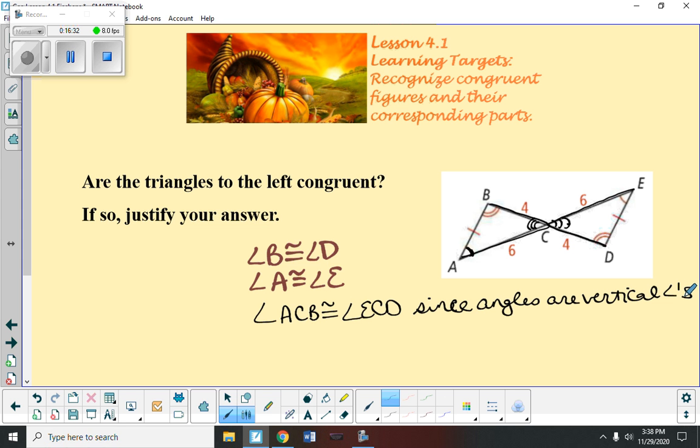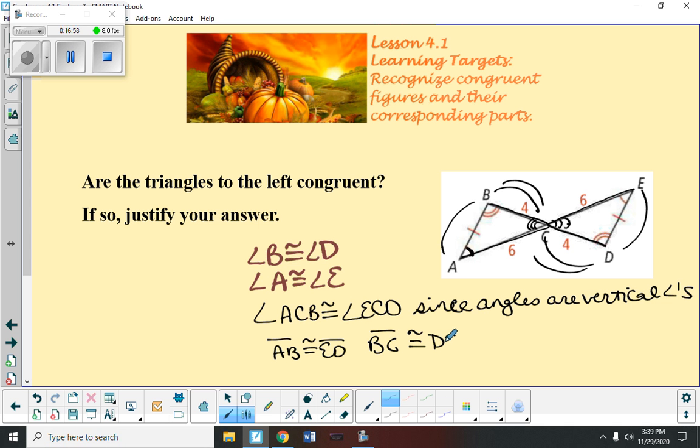Okay, so now we have 3 sets of congruent angles. Well, we also know then that segment AB is congruent to segment ED. Okay, that's given. And we know that this segment is congruent to this one because they're both 4. So we could say segment BC is congruent to segment DC. And again, the B has 2 ticks and the D has 2 ticks, so I put those first in the name. And then lastly, segment AC is congruent to segment EC.